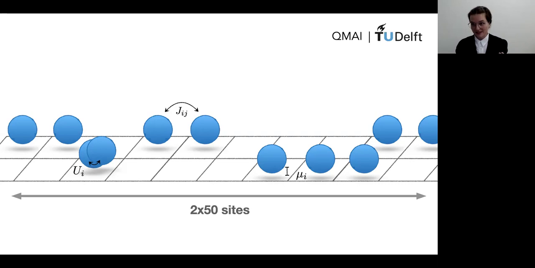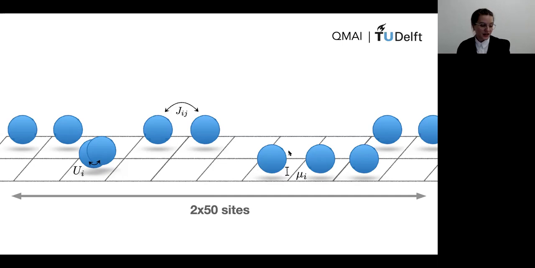One is the hopping from site to site. So there is some hopping amplitude that tells you what is the probability that the particle will move to the next site. When there are two particles on the same site, they will interact together. So they will have some attraction or repulsion depending on the setting of your experiment. And then you have a chemical potential. That's just a parameter that tells you the energy of the site.